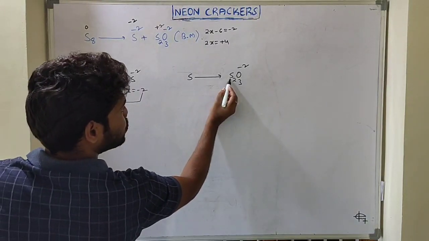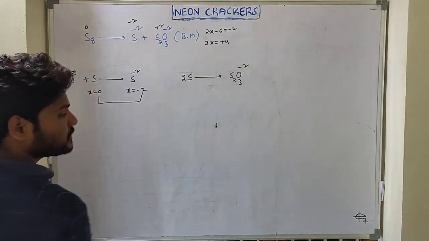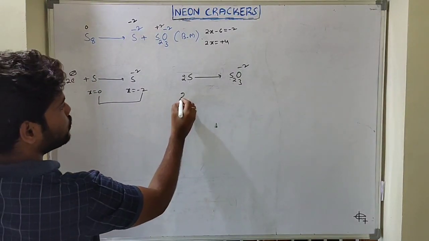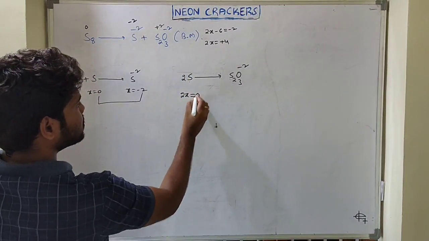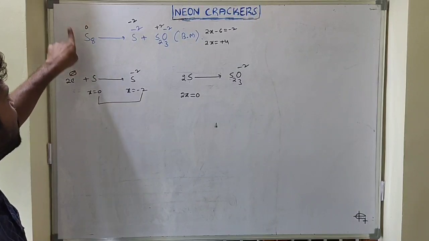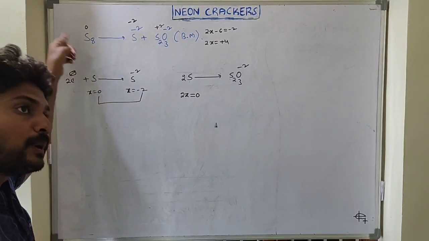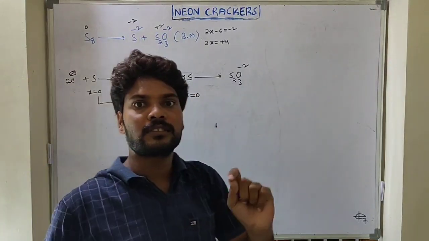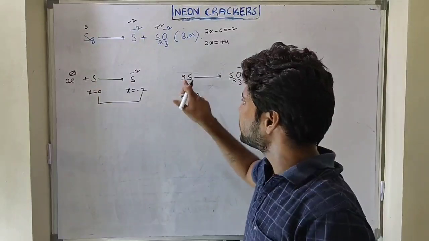Here we have 2 sulfur atoms, and here only 1 sulfur atom, so it should be balanced. Next point: what is this 2x? It's a single atom, so the oxidation state is 0, because of course it is a polyatomic. In this polyatomic, the oxidation states of the 8 sulfurs are 0 only, and in P4 each phosphorus atom's oxidation state is 0 only. That's why we are taking single atom 0, single atom 0.